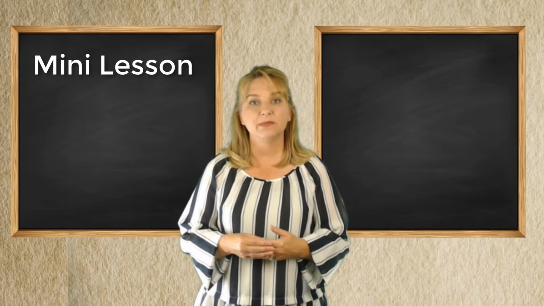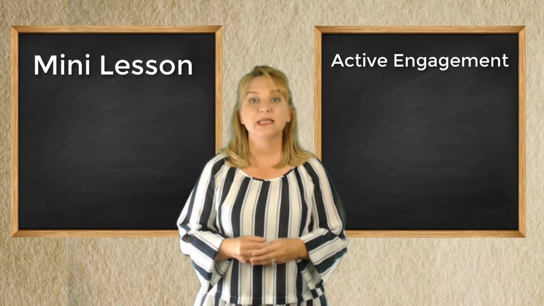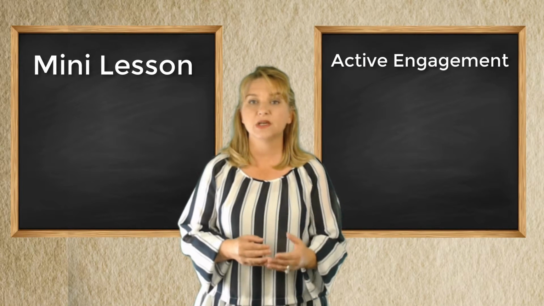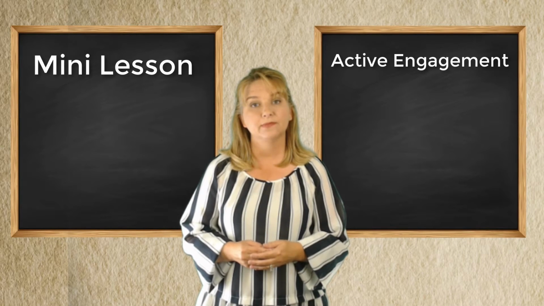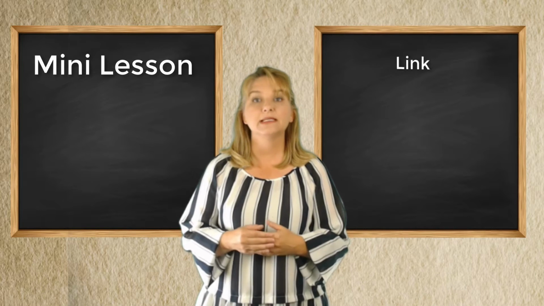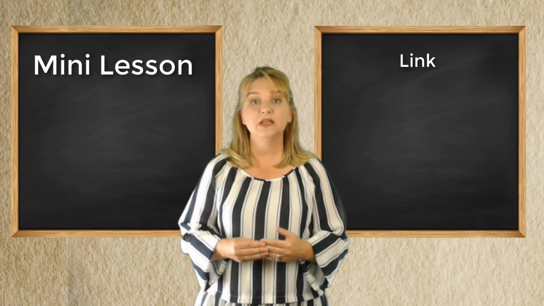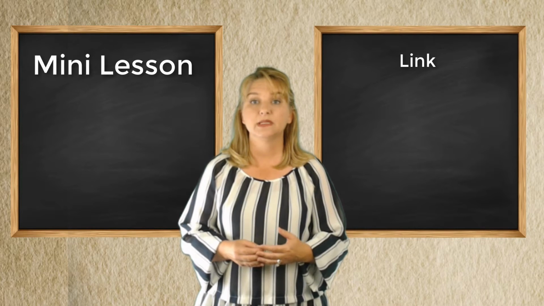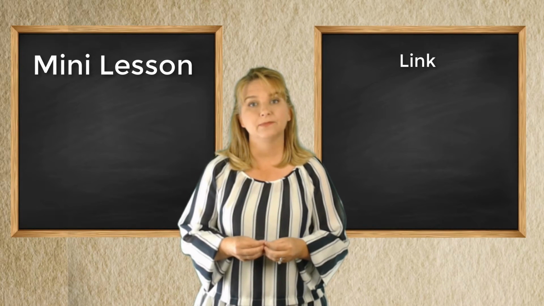The next step in the mini lesson is active engagement. This is a time when the kids try out what you just taught them. They need to talk to one another during this time. The last step is the link to ongoing learning. You will probably have an activity or a station with this concept. Let them know this is where they will apply their learning.